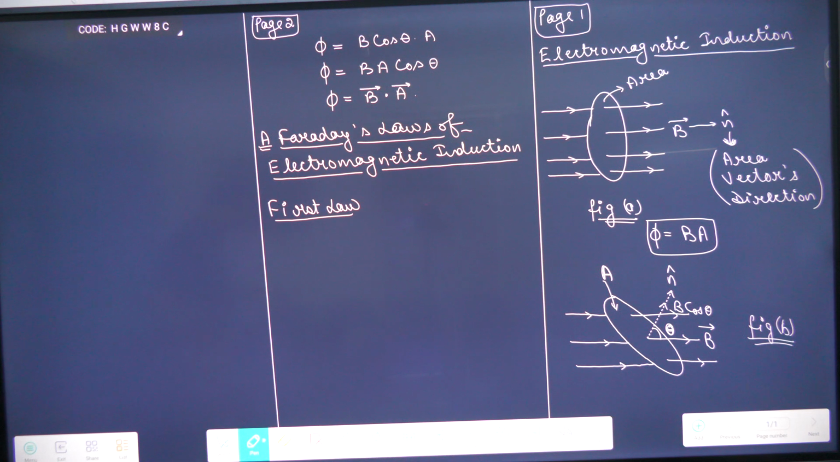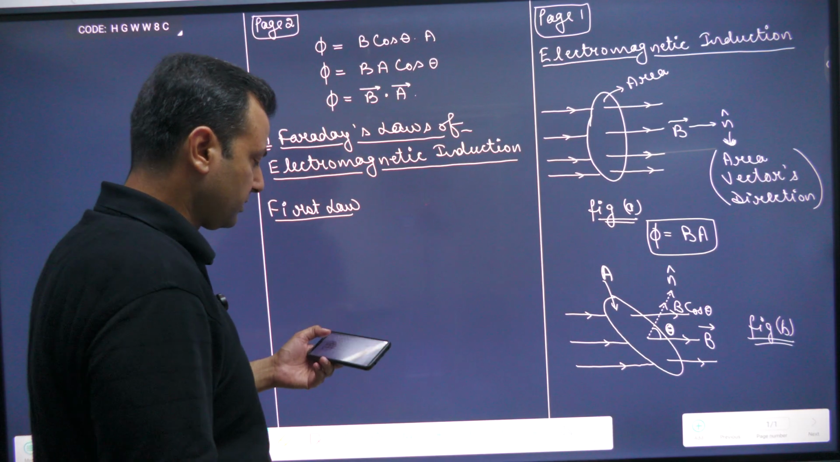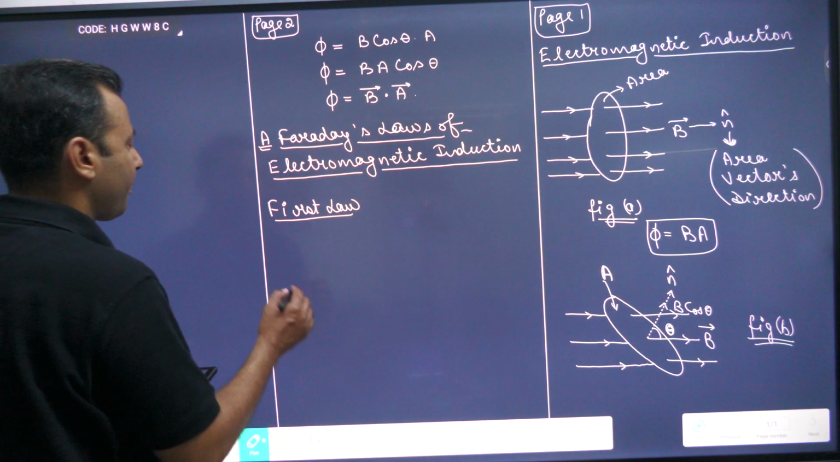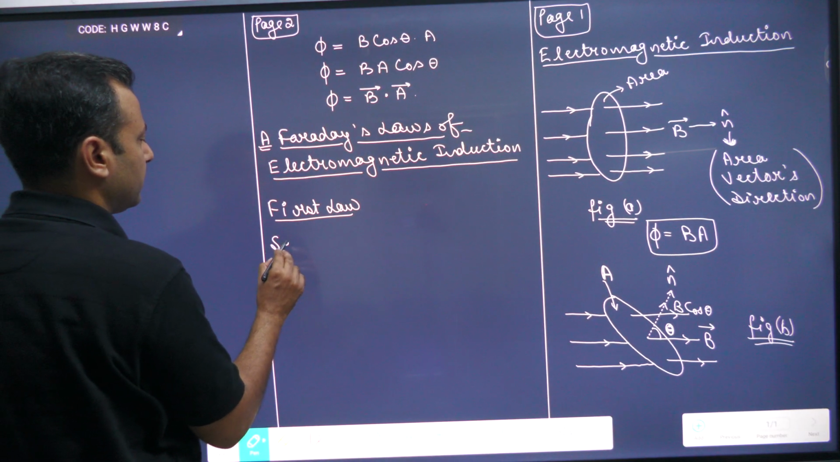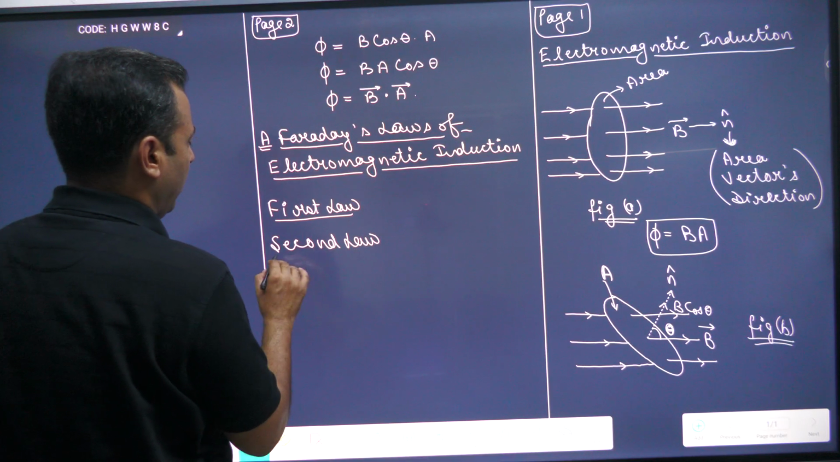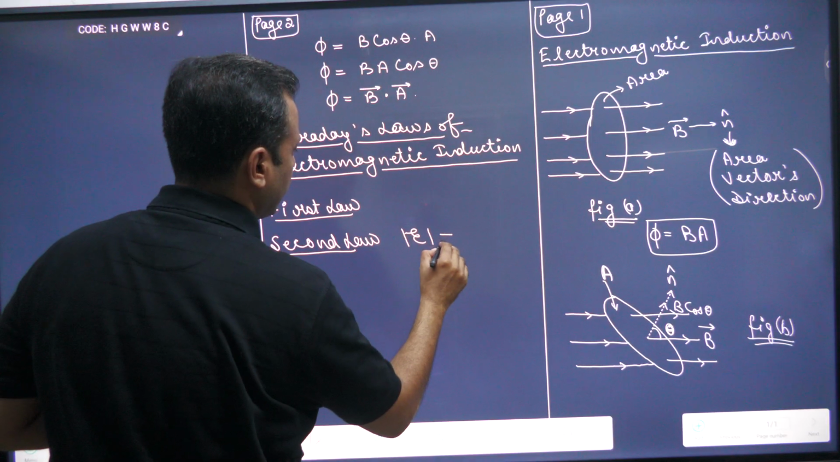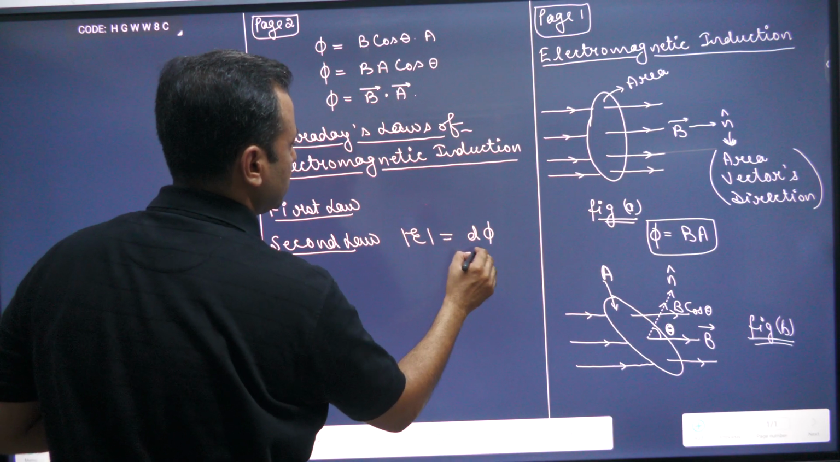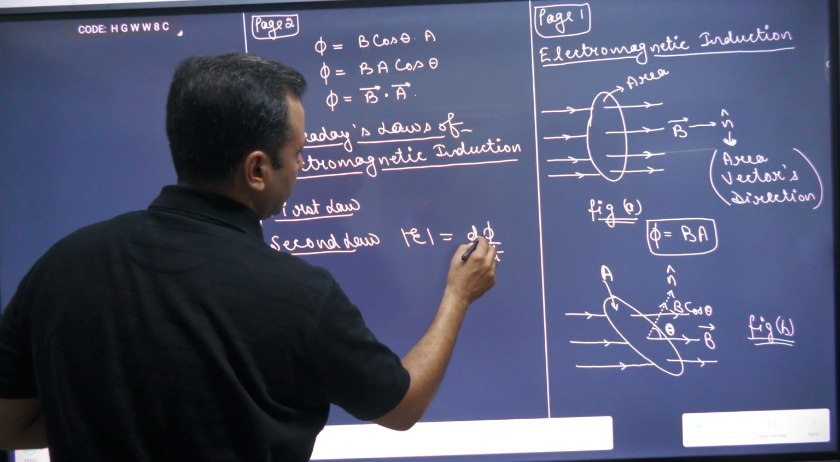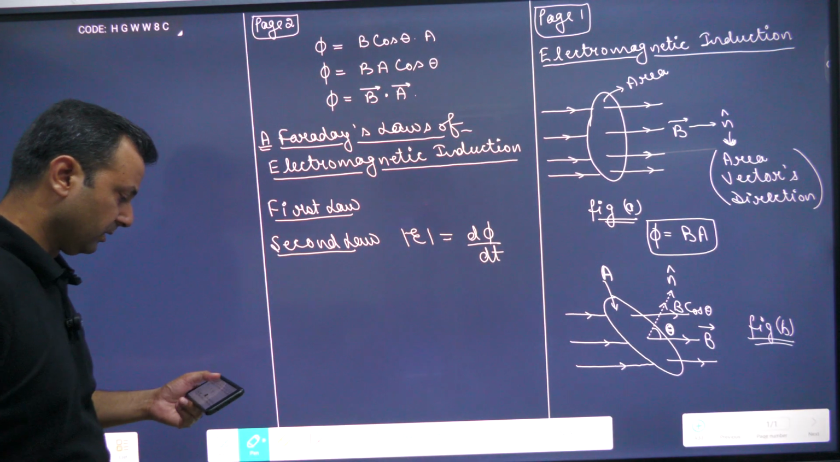Okay. Now the second law: the magnitude of induced EMF is equal to the rate of change of magnetic flux linked with the closed circuit. Mathematically, this one is the second law. Magnitude of induced EMF is equal to d phi by dt. Phi is magnetic flux and d phi by dt is the rate of change of magnetic flux.